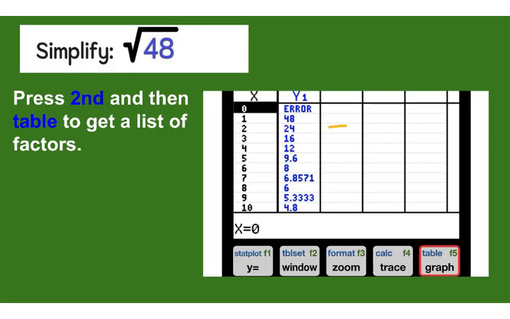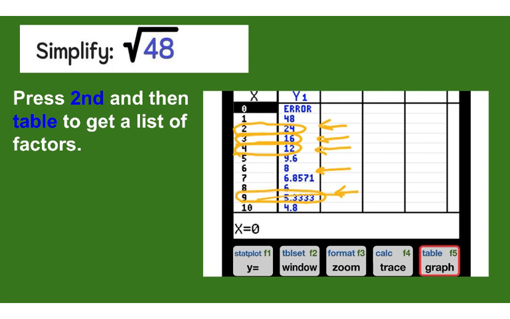For example, there's 2 and 24, 3 and 16, 4 and 12, 6 and 8. I'm going to stay away from anything with the decimal. Now, when I'm picking the factors, I want to pick the greatest perfect factor. In that case, I'm looking for perfect factors, and we have 2 is a perfect factor, 16 is a perfect factor, 4 is a perfect factor, and 9 is a perfect factor, but notice it has that decimal, and I'm going to stay away from it.